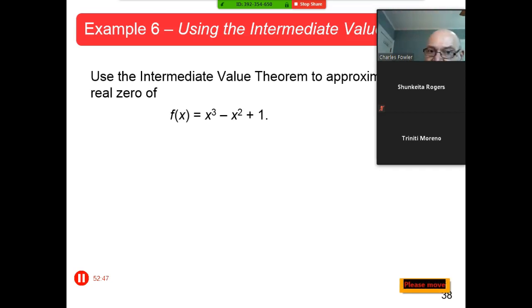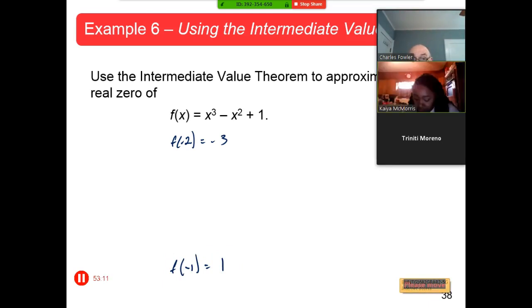Use the Intermediate Value Theorem to approximate the real zero of that. Now we already know two values, don't we? f of negative 2, wasn't that negative 3? And we also know that f of negative 1 was equal to 1.